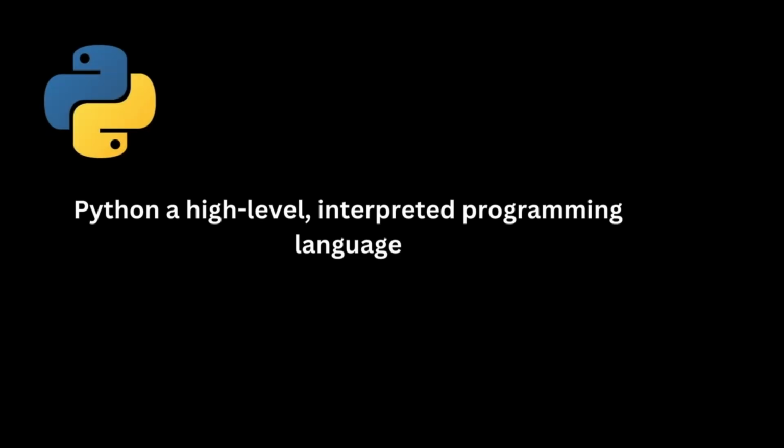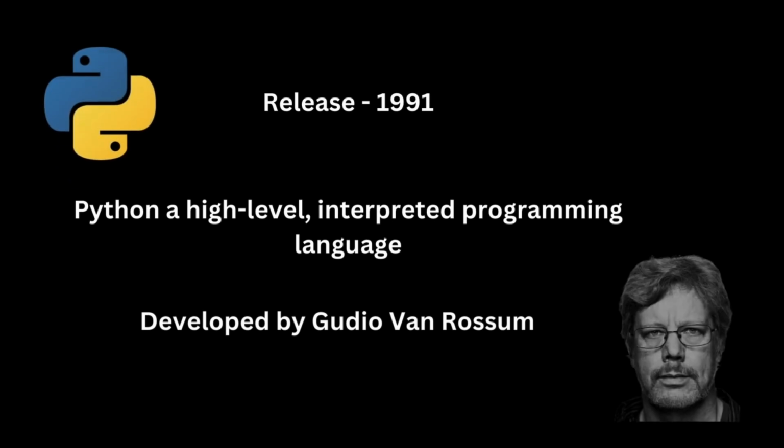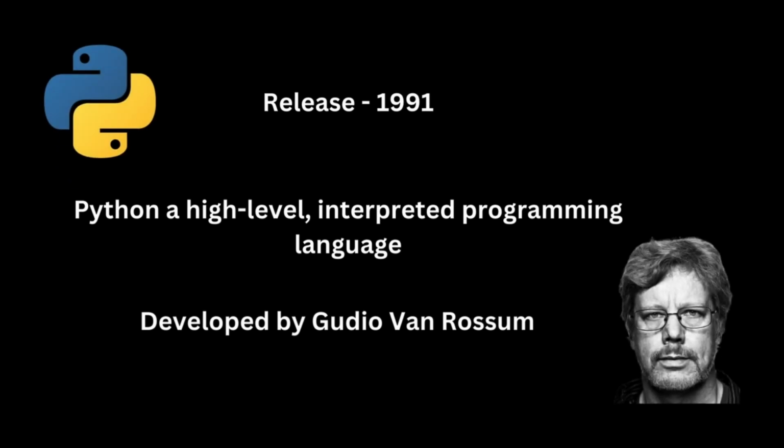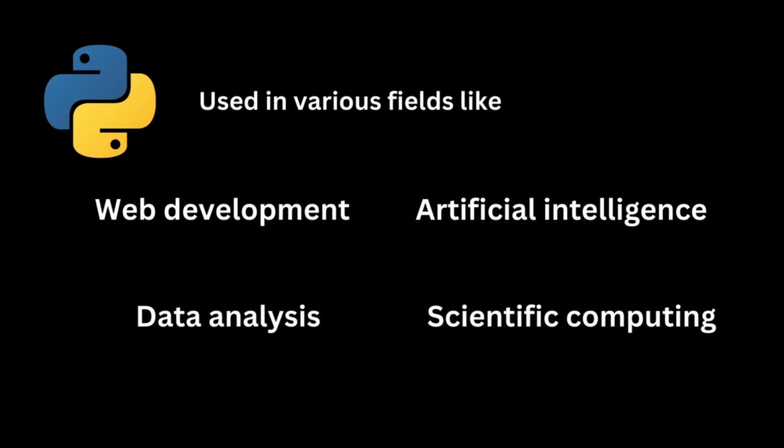Python is a high-level interpreted programming language created by Guido van Rossum and released in 1991. It's known for its readability and simplicity, which makes it a popular choice for beginners and experts alike. Python is used in various fields like web development, data analysis, artificial intelligence, scientific computing, and much more.